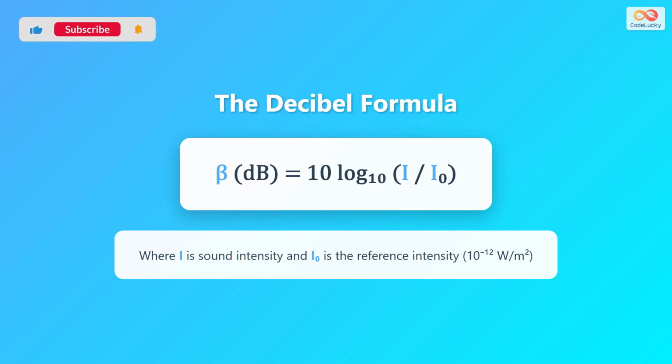Here's the fundamental formula for calculating decibels. Beta, measured in decibels, equals 10 times the logarithm base 10 of I divided by I0. In this formula, I represents the sound intensity we're measuring, and I0 is the reference intensity. This logarithmic relationship is what gives the decibel scale its unique properties.